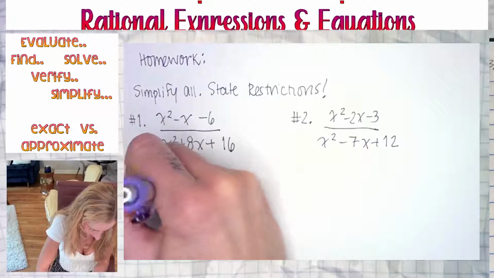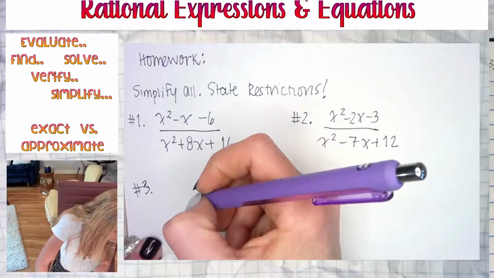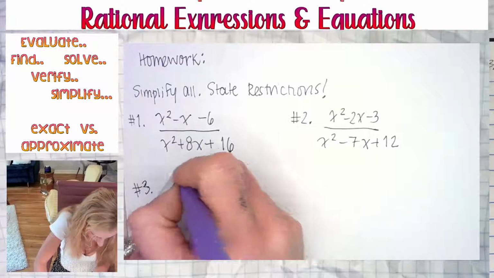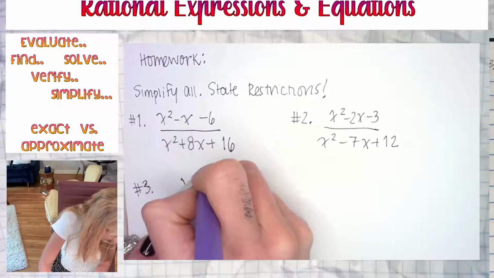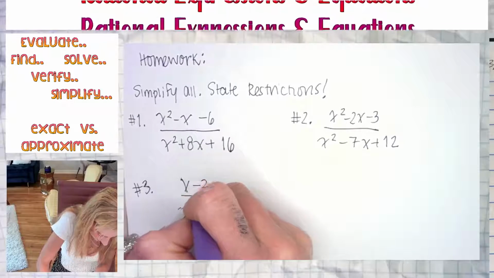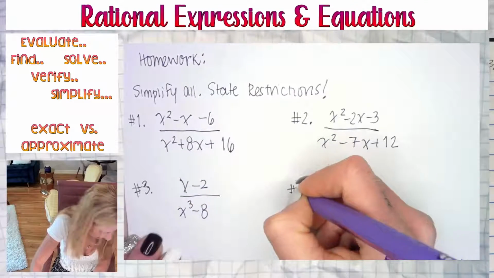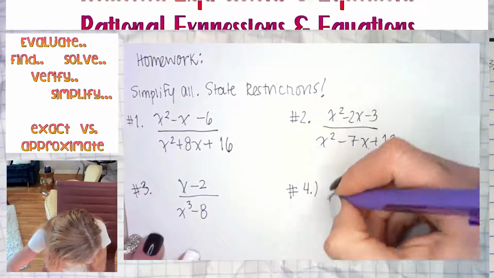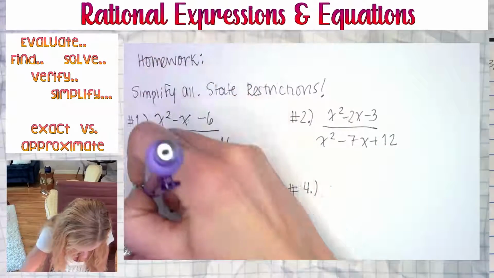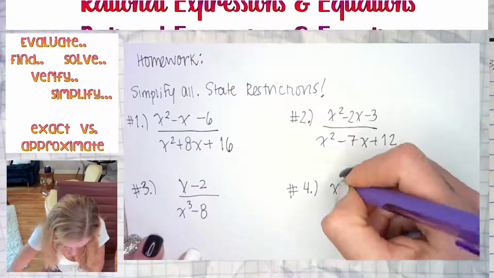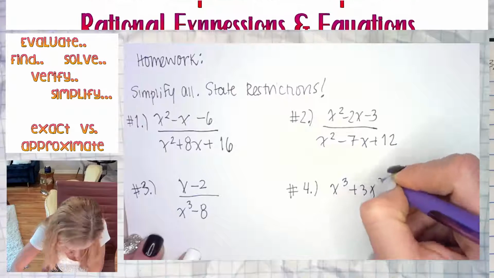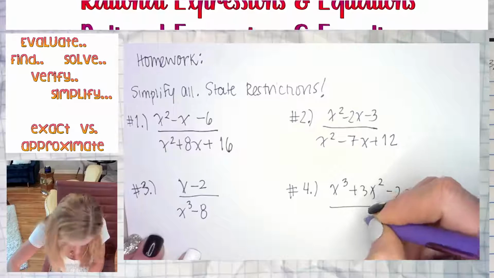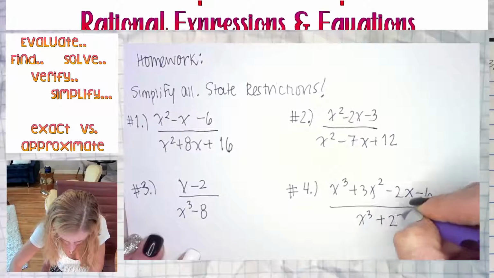Number 3. x minus 2 over x cubed minus 8. And number 4. Last one, x to the 3rd plus 3x squared minus 2x minus 6 all over x cubed plus 27.